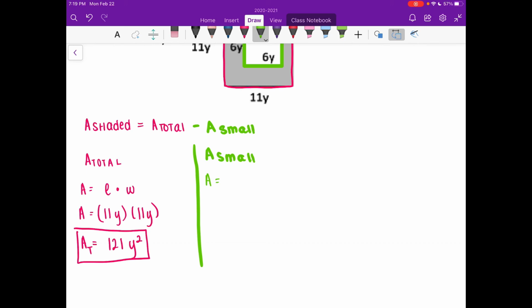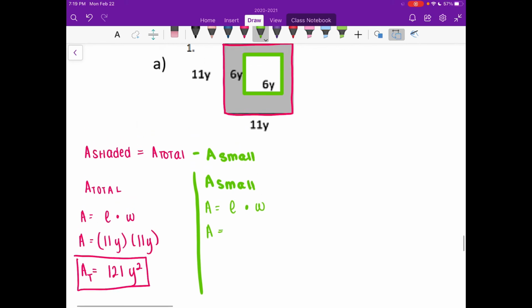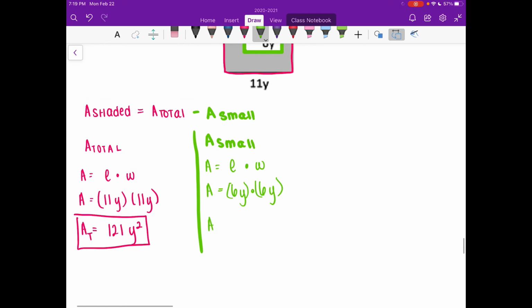Area of the small is equal to length times width, right? Same thing. So area of the small is equal to, our length here is 6y. Our width here is also 6y. Right? And put everything in brackets. So area is equal to 6 times 6, which is just 36. Y times y, which is y squared.